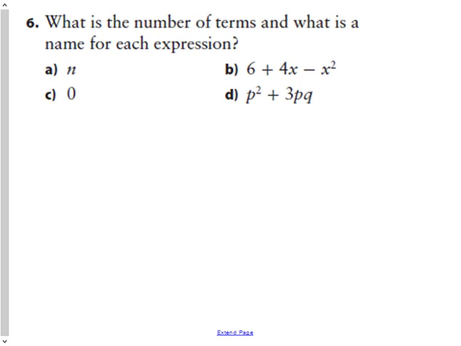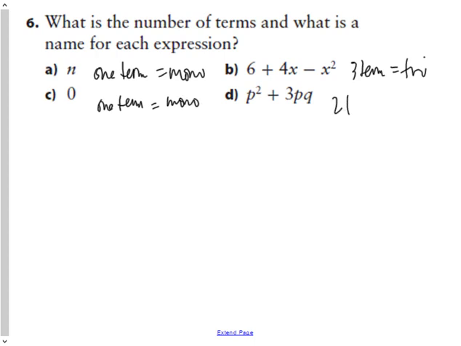Question 6, what's the number of terms and what is the name for each expression? This is a 1 term, and it's called a monomial. This is a 3 term, called a trinomial. This is a 0... sorry, it's a 1 term, because it's a 0. It's a monomial. This is a 2 term, and it's called a binomial.